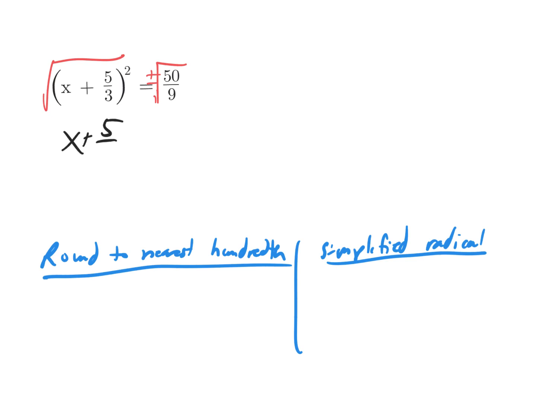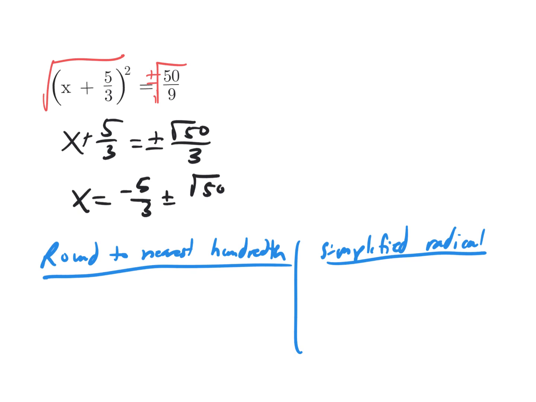X plus 5/3 equals plus or minus the square root of 50 over 3. So the square root of 9 we can still do, but the square root of 50 is not a perfect square. Okay? And then, in order to get x by itself, I still have to subtract the 5/3. Now, here's the difference. Okay?